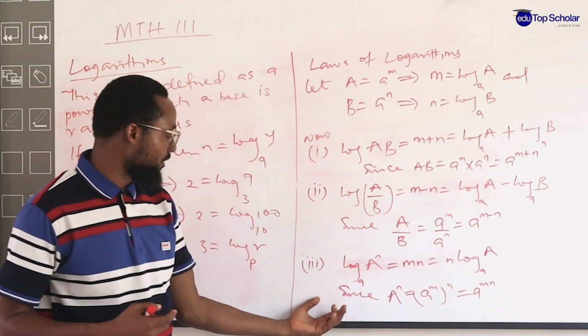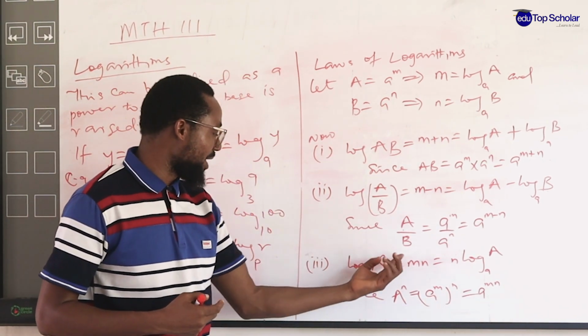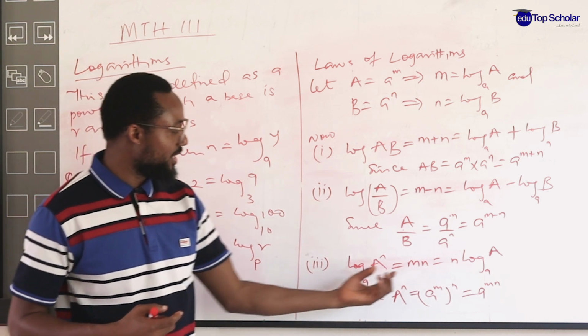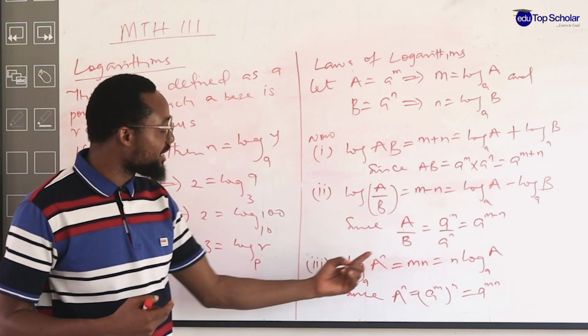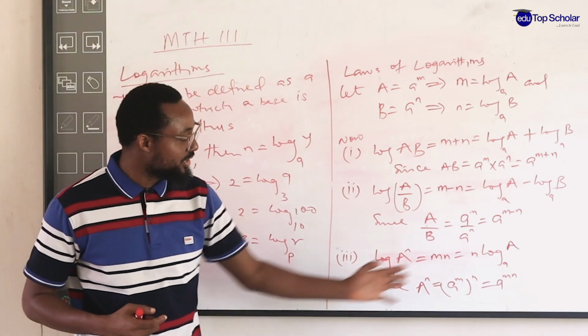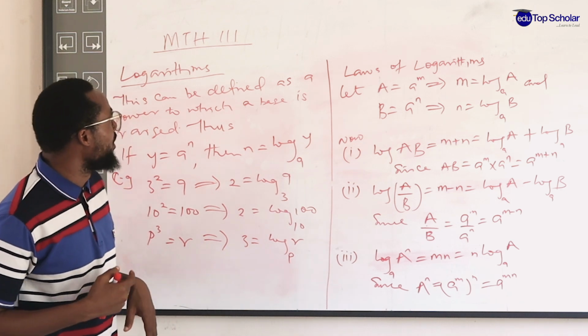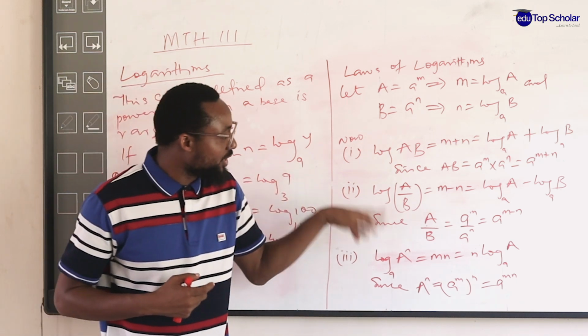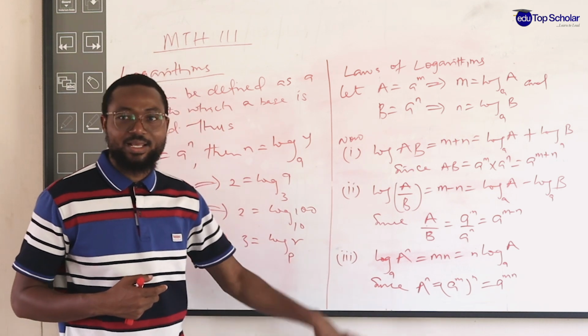The same for the third law. If we have A raised to power m, the log of that, we have log of A to the m equals m log A to base a. That implies that this power will become a number on its own, multiplying the whole logarithm of A to the base a. These are the fundamental laws of logarithm.